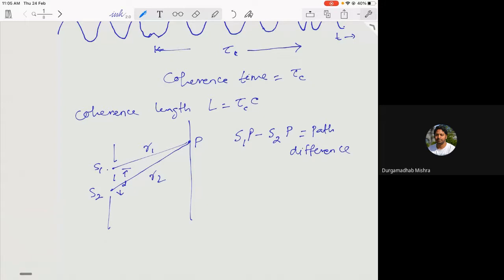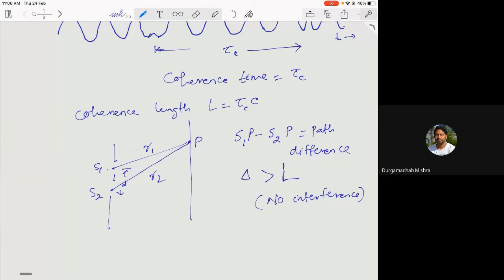And now if this path difference, let's call it delta, is greater than this coherence length, that means the wave train that arrives from S1 at point P is, let's say, sinusoidal, but the wave train that arrives from S2 at point P has a completely different phase compared to the wave coming from S1. So there is no phase relation between the waves from S1 and S2, and that will lead to no interference.